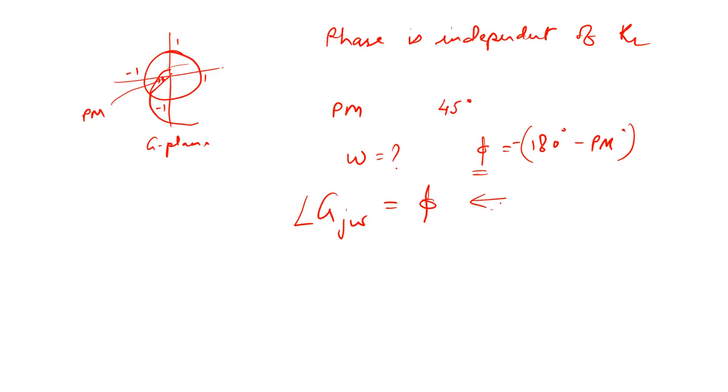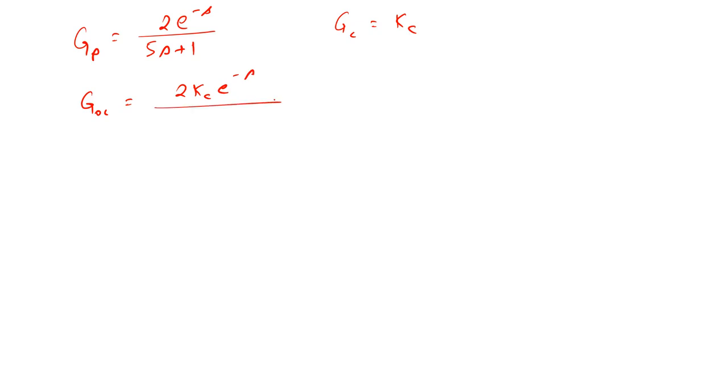Let me just do an example and things will become clear. Let's take a very simple system. The beauty of frequency domain techniques is that they can handle systems with dead time. So let's take a very simple first order plus dead time system: GP is equal to 2 e to the power minus s divided by 5s plus 1, with gain 2. We are controlling it using a proportional only controller, so GC is equal to KC.